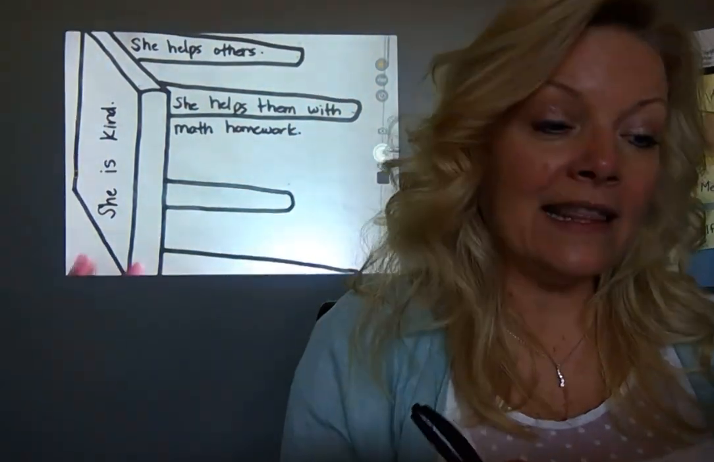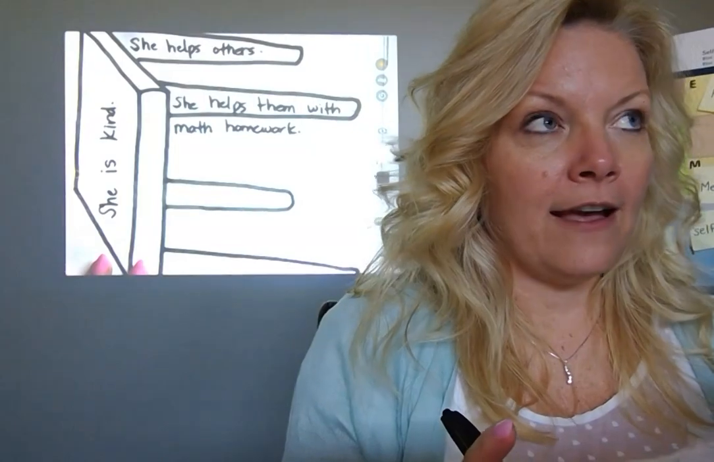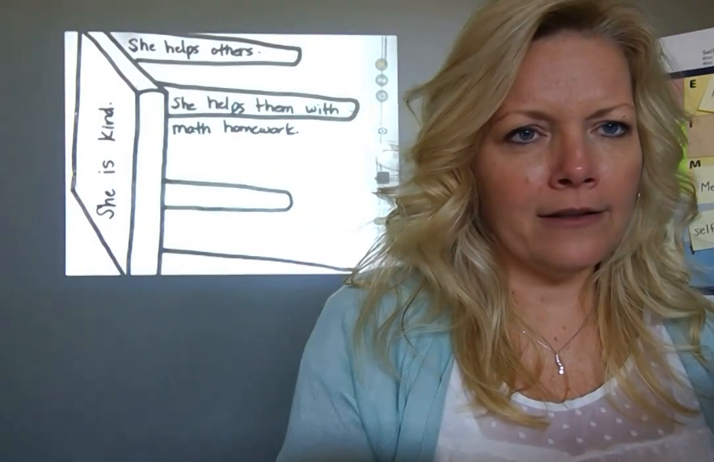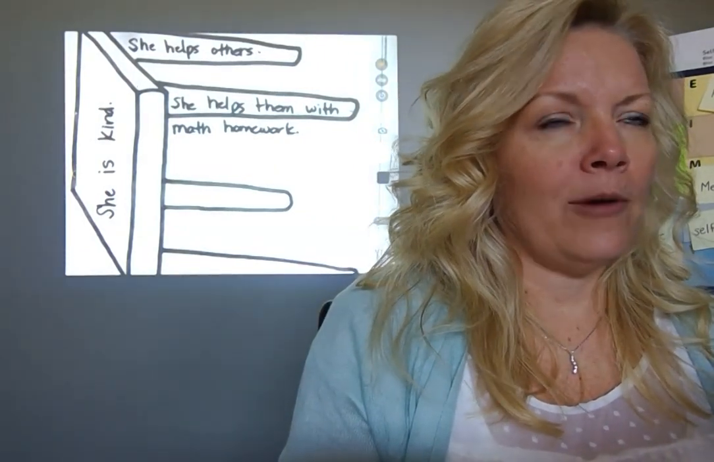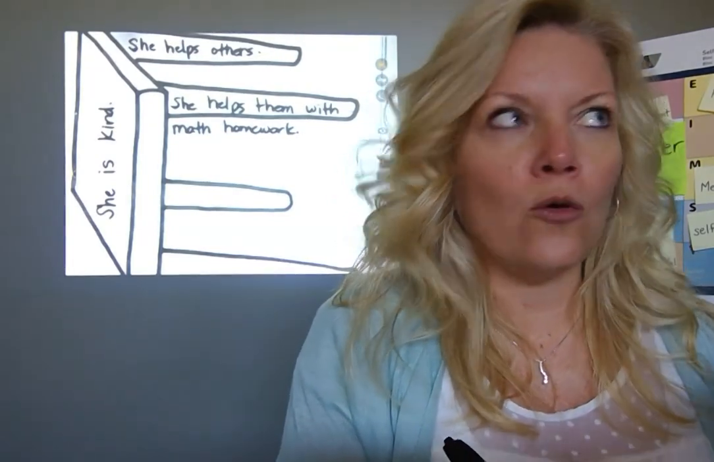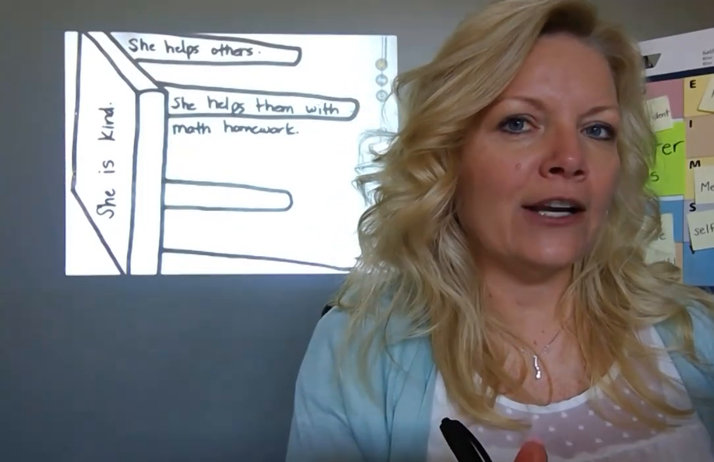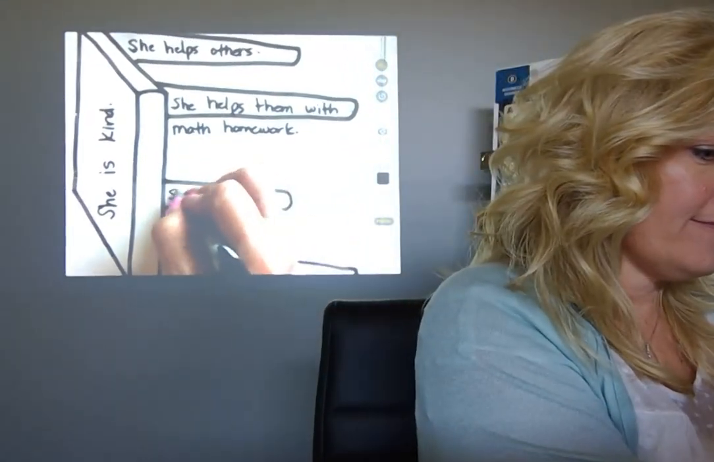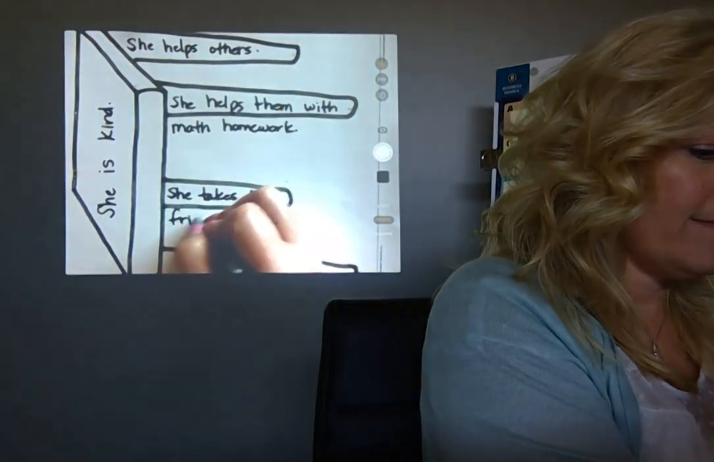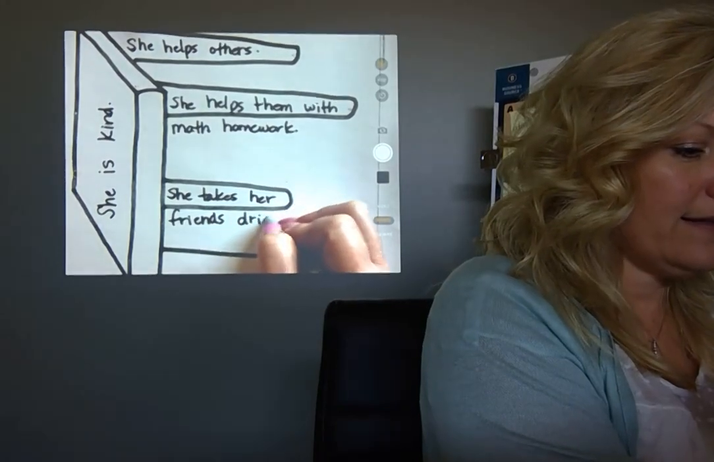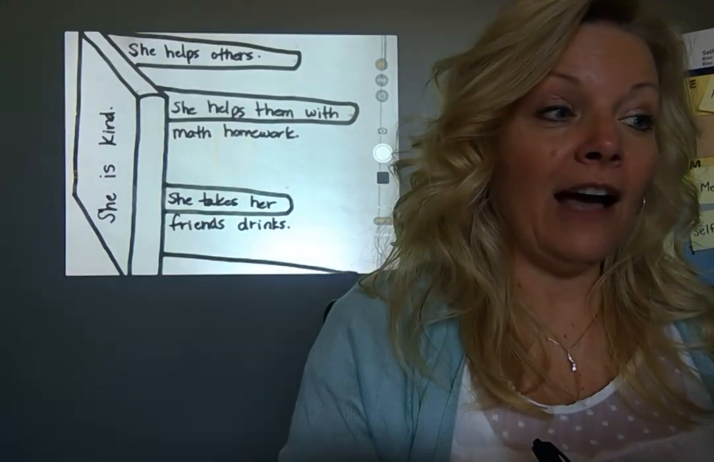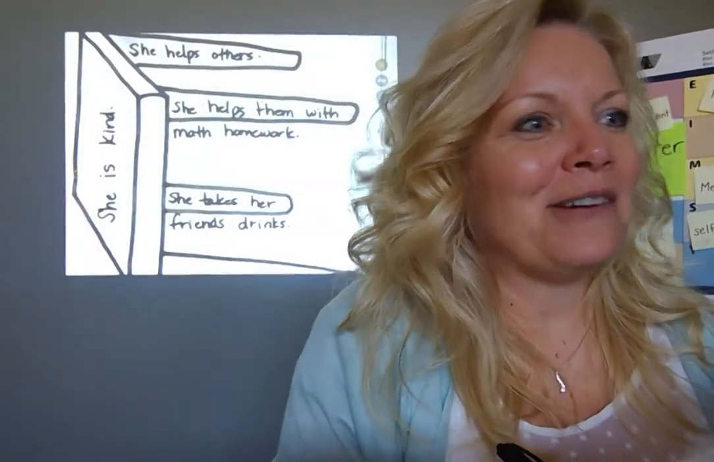She likes to do kind things for her friends, like bring them drinks, if they're not feeling well, or if they are feeling sad. So she likes to do icy drinks from the gas station or Starbucks drinks. She likes to take her friends drinks. Now there's 3. I could stop. I'm going to add one more though.